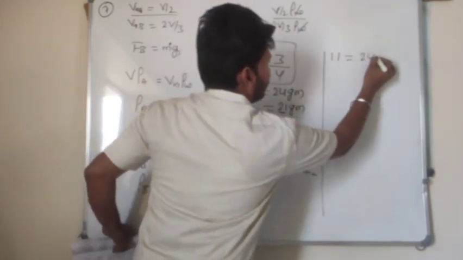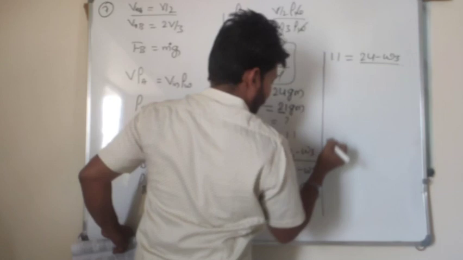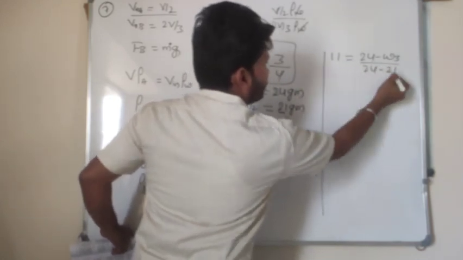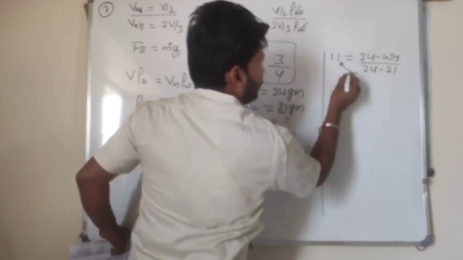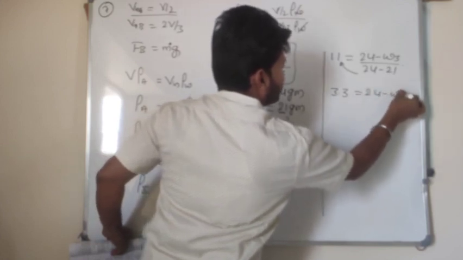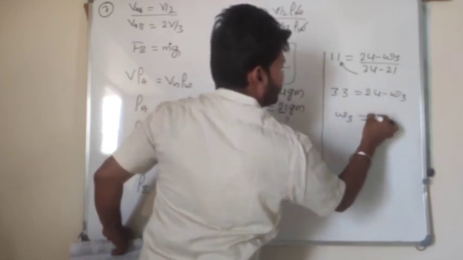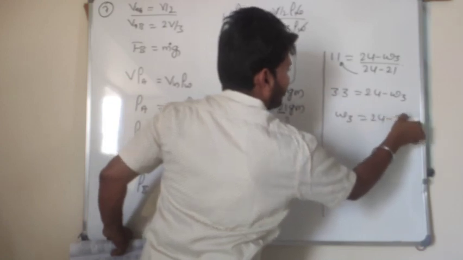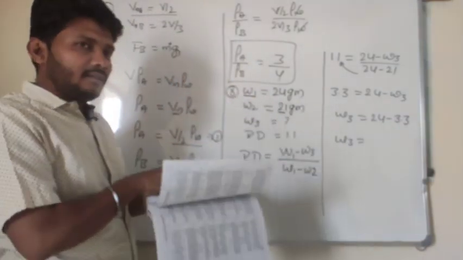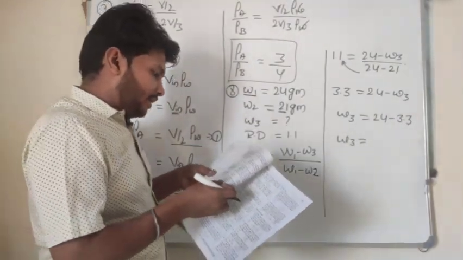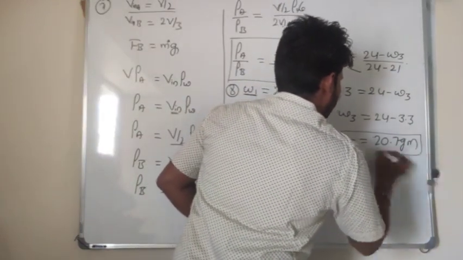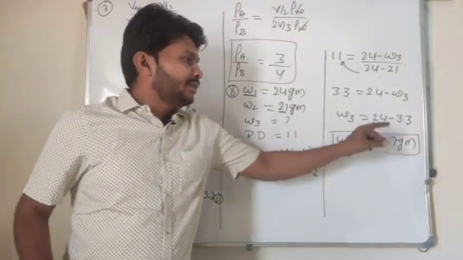W1 is 24, W3 is yet to be found out, and W1 minus W2 is 24 minus 21, which is 3. So 1.1 into 3 is 3.3, which is equal to 24 minus W3. So W3 is equal to 24 minus 3.3, which is 20.7 gram. So the weight of the body if it is immersed in the liquid here is 20.7 gram.